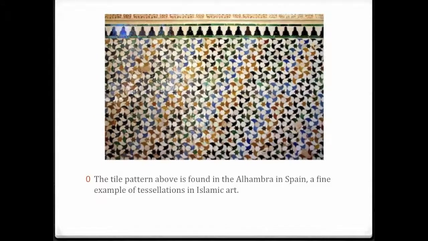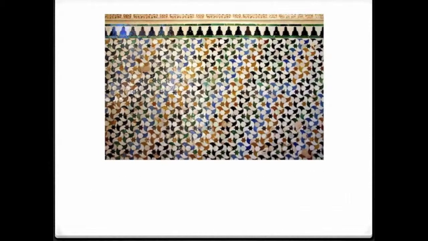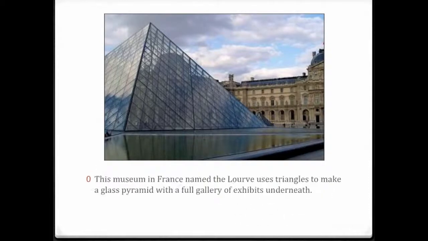The tile pattern above is found in the Alhambra in Spain, a fine example of tessellation in Islamic art. This museum in France, named the Louvre, uses triangles to make a glass pyramid with a full gallery of exhibits underneath.